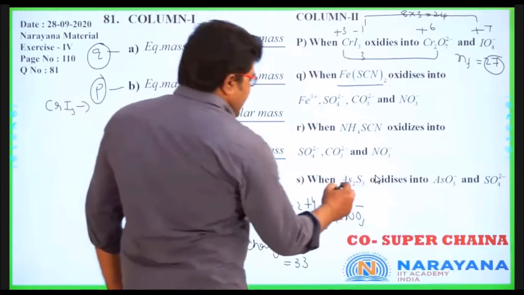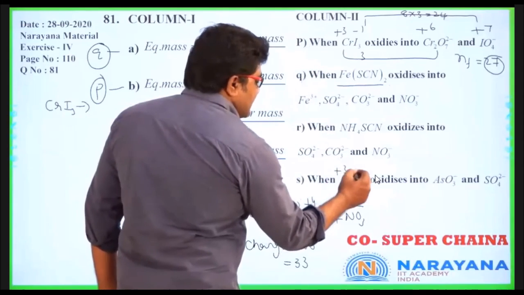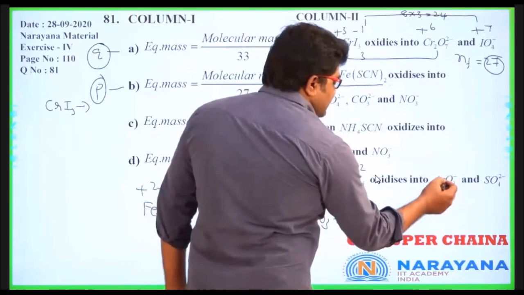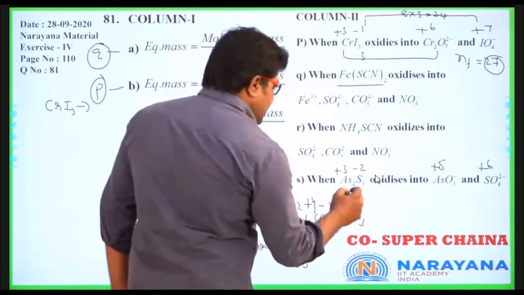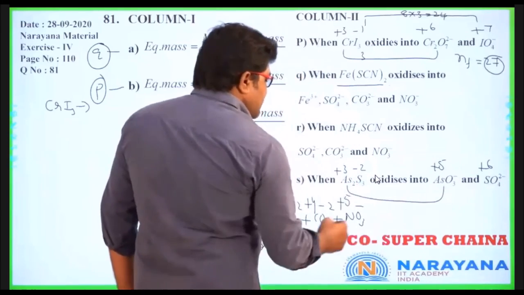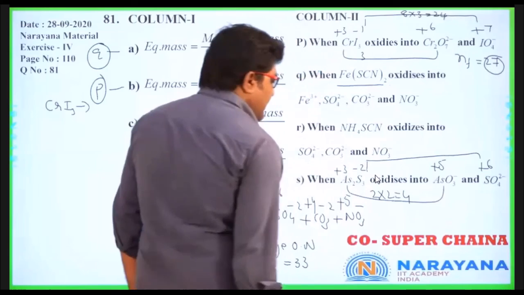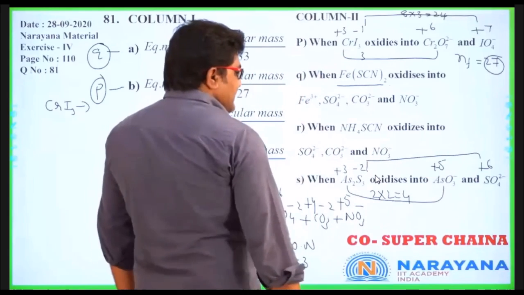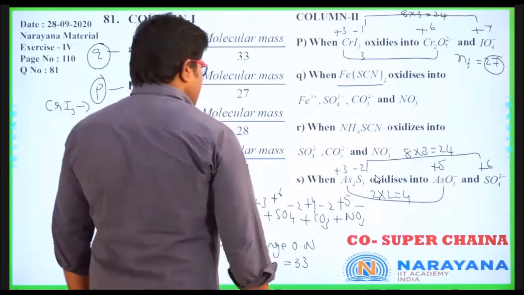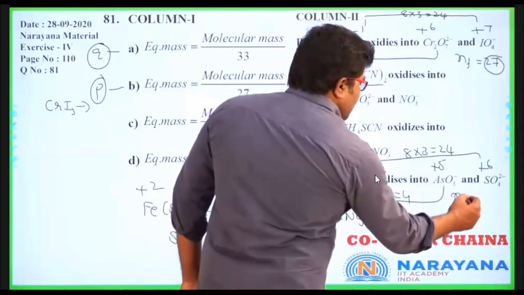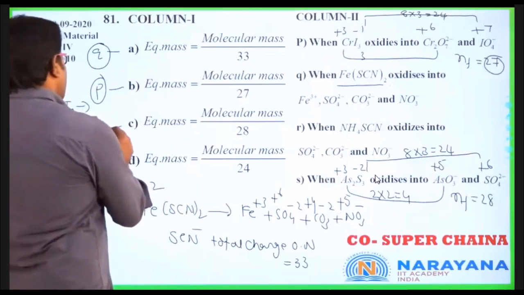So I am going to this As2S3 oxidized into AsO4 and SO4. See here, As2S3 means arsenic plus 3, sulfide minus 2. Here AsO4 is x minus 8, plus 5, SO4 plus 6. What is the change here? Arsenic change is 2 units, but 2 arsenic atoms, total change 4. And here for sulfur, minus 2 to plus 6, it is 8, 3 sulfurs are there, so 8 into 3, 24. 24 plus 4, 28. So n factor is 28. So for C, S is the correct one.